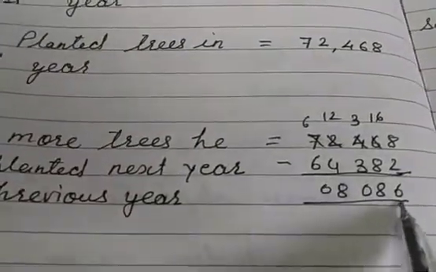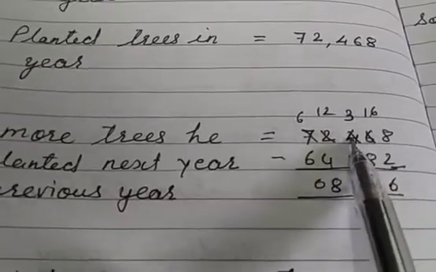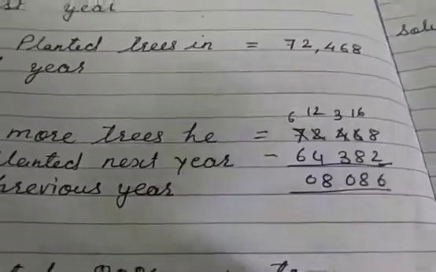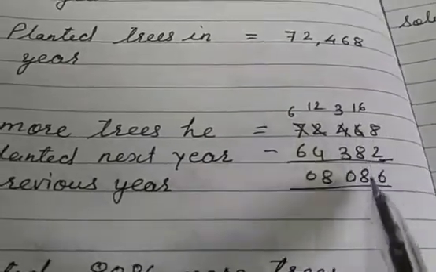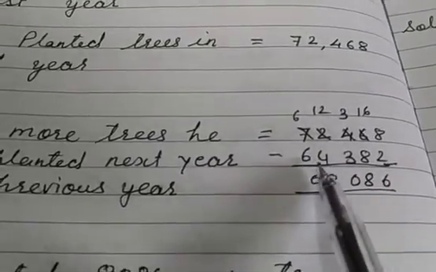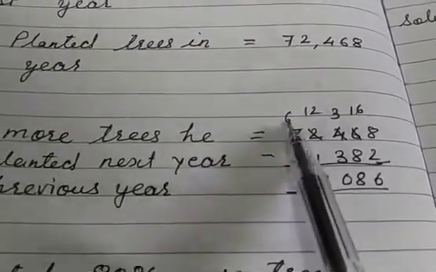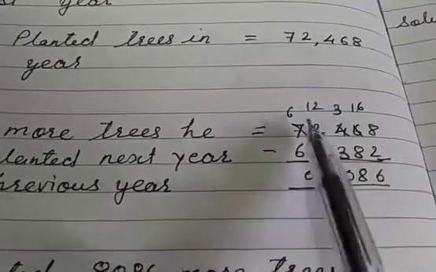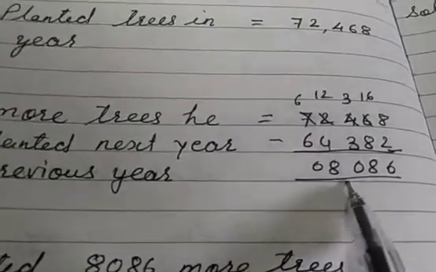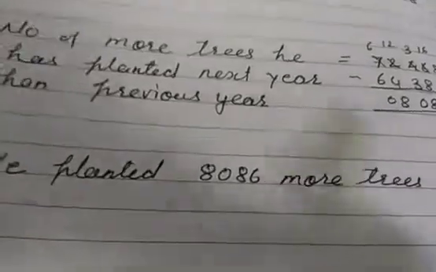You know the subtraction. 8 minus 2 gives you 6. Then we cannot subtract 8 from 6. We have to borrow from this 4. It will be 16 here and here is 3. 16 minus 8 gives you 8 only. 3 minus 3 is 0. Then we cannot subtract 4 from 2 again. We have to borrow from here. It will be 12 here and here will be 6. 12 minus 4 is 8 and 6 minus 6 is 0. So 8,086 more trees he has planted in the next year than the previous year. Okay.